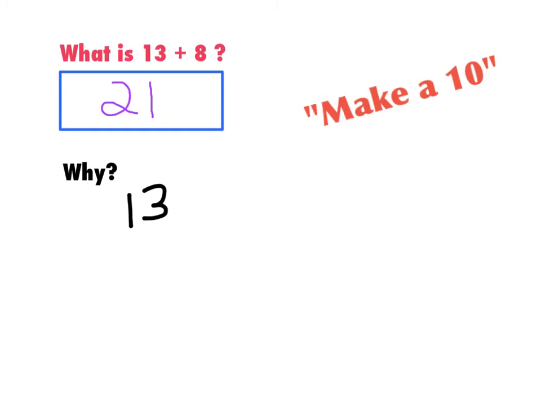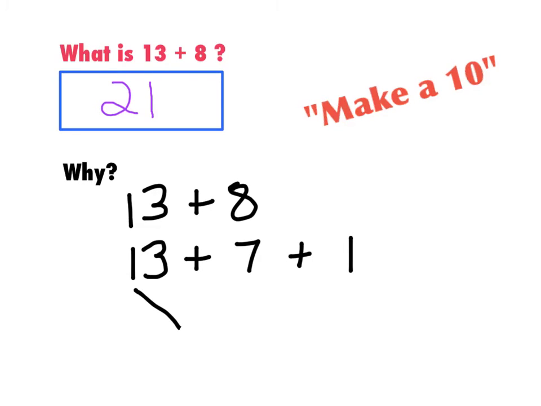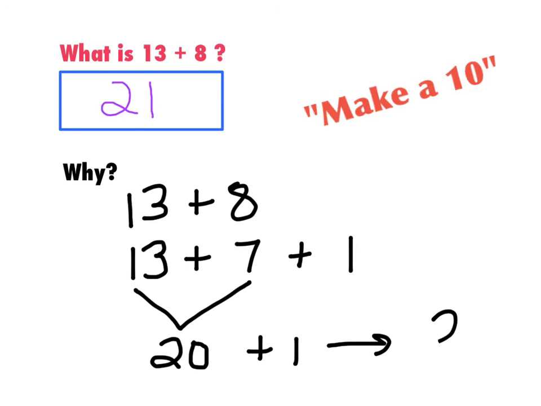Given the addition problem, 13 plus 8, we're going to make a 10. What plus 13 gives us a multiple of 10? 13 plus 7 is 20. But we're actually adding 8. So it will be 13 plus 7 plus 1. We know that 13 plus 7 gives us 20, plus the additional 1 gives us 21.